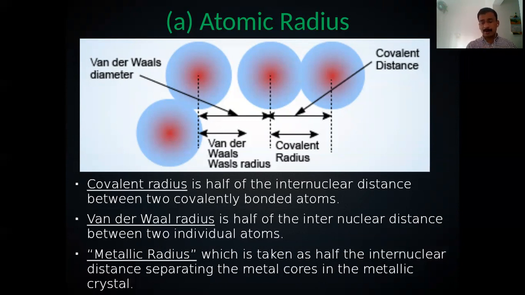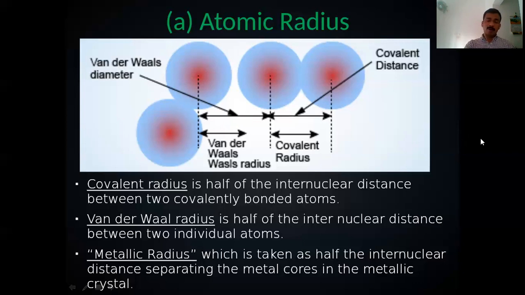When we compare covalent radius and van der Waals radius, we can see van der Waals radius is slightly greater than covalent radius. So what is the reason? In covalent radius, the atoms are bonded. There is overlapping between atoms. But here, there is a gap. You can see a gap between the atoms. It is van der Waals radius. So it will be slightly higher than the covalent radius.